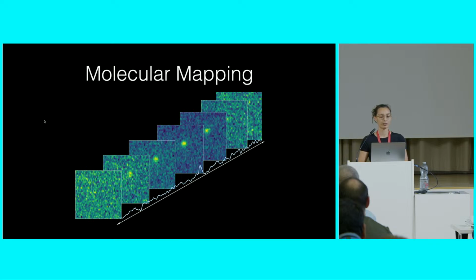Molecular mapping is actually a natural extension of cross-correlation spectroscopy. Basically, if you have an integral field unit, you can just cross-correlate every spatial pixel of your IFU with, for example, a single molecular template, and you can highlight the planet at its RV in the cross-correlation cube.